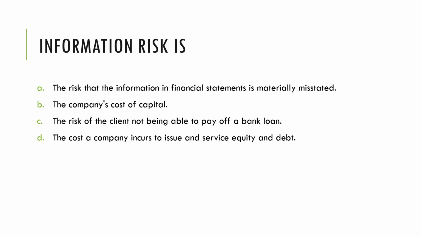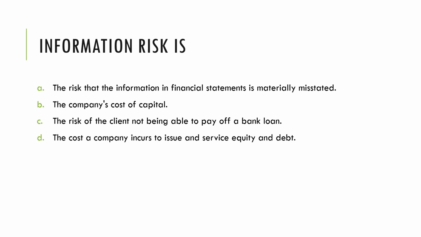Next, we go to information risk, and we know that information risk is one of the reasons why there is a need for an external FS audit. So, at the end of the day, what is information risk? That's the big question. Letter A, it is the risk that the information in the financial statements is materially misstated. Letter B, it's the company's cost of capital. Letter C, it is the risk of the client not being able to pay off a bank loan. Or letter D, the cost a company incurs to issue and service equity and debt.